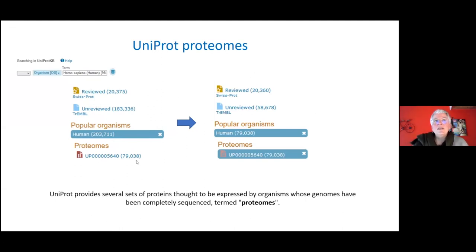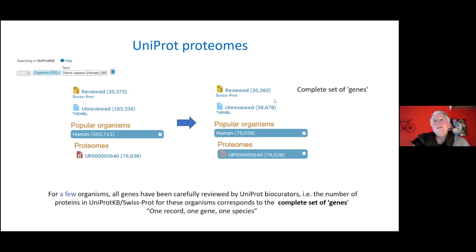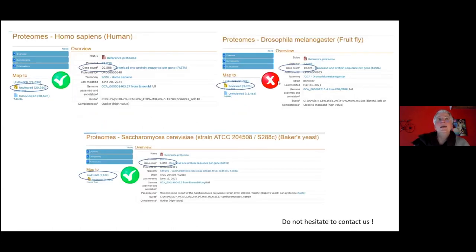And then if you restrict the query to proteome, you see that you have a number of entries in Swiss-Prot and a number of entries in TrEMBL. For some organisms, all the genes are in Swiss-Prot. It means that when you look for proteome, you have a complete set of genes in Swiss-Prot. And this is the case for humans. So the number you see here corresponds to the number of genes in the human genome. But this is not the case for all species. So for human, it is the case.